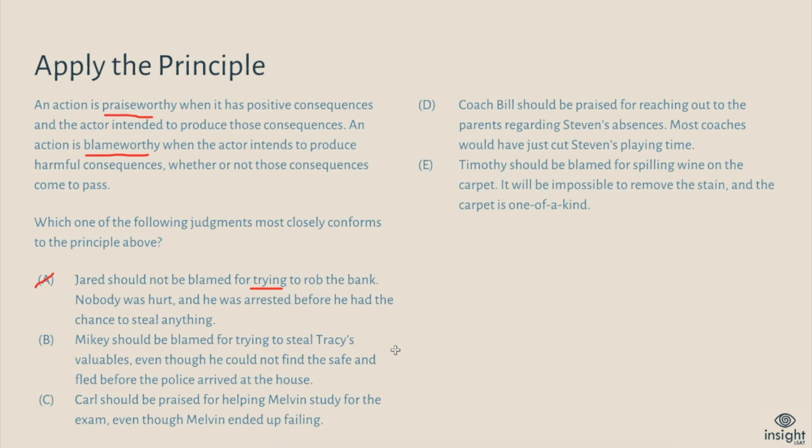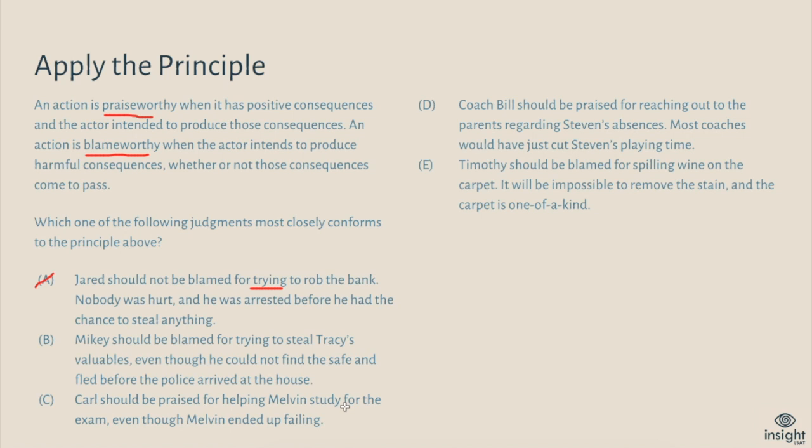B. Mikey should be blamed for trying to steal Tracy's valuables, even though he could not find the safe and fled before the police arrived at the house. Yeah, looks like that succeeds where A failed. Remember, the intention to produce the harmful consequences? Trying to steal the valuables is all we need to blame someone. So Mikey didn't succeed, but he did want to do something bad. So it looks pretty blameworthy to me, according to this principle.